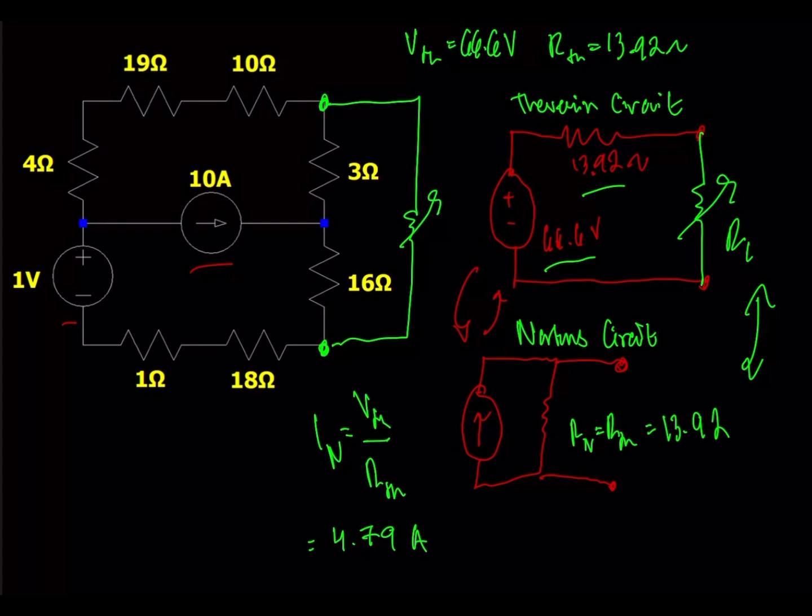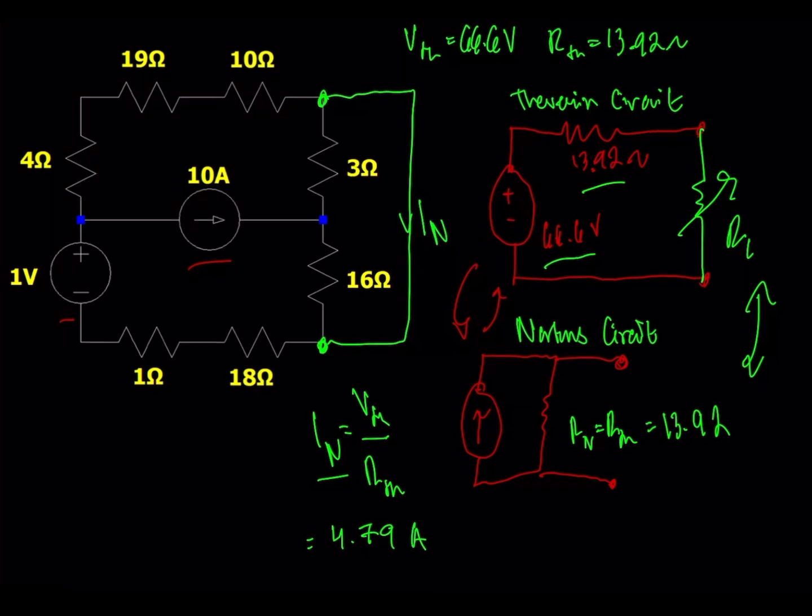Now there's also an alternative way to find I Norton. You could short these two terminals here and find the resultant current through here, and that would also give you I Norton. But since we've covered source transformation, that's a very easy way to swap between these two circuits.